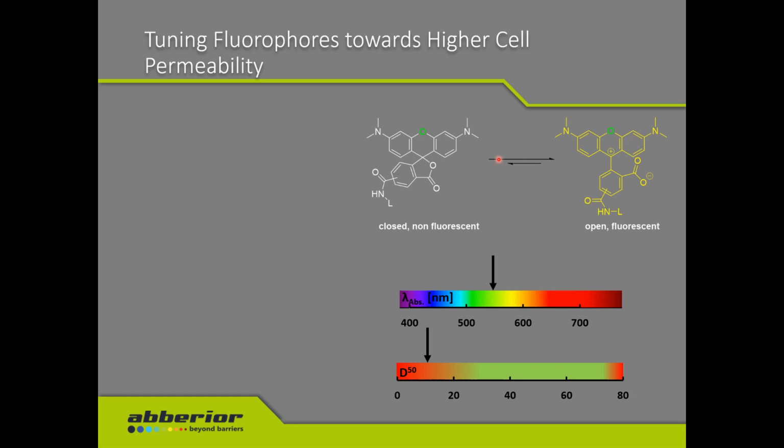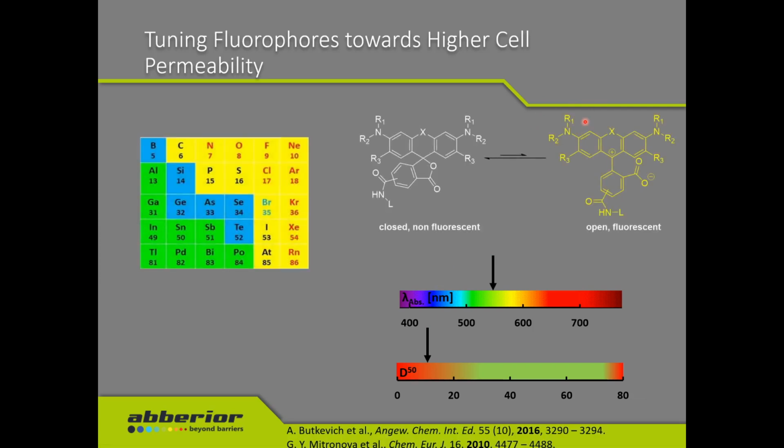As an example, I will show you here the tetramethyl rhodamine, or also called TAMRA or TMR. It is a very old fluorophore and kind of easy to synthesize. So TMR has an absorption maxima of 552 nanometers. And as you can see here, a very low D50 value. So it means that it exists mainly in this open form and being therefore less cell permeable.